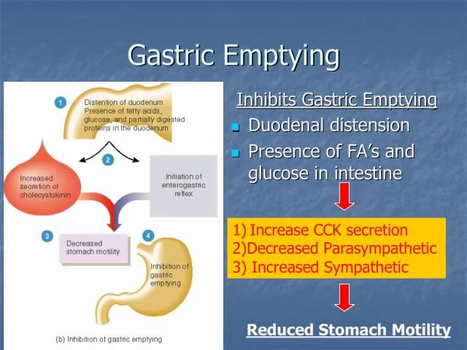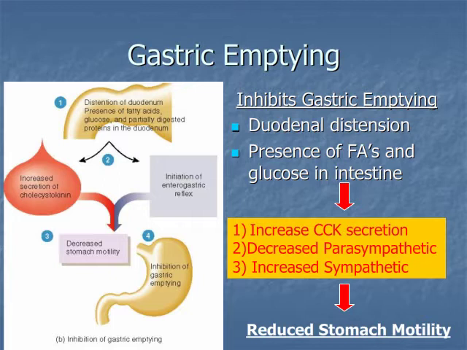Now on to the factors that inhibit gastric emptying. The first of these is duodenal distension. Remember, the duodenum was the first loop of the small intestine. And as food passes through the pyloric valve, the duodenum can become distended or stretched with a lot of food. If this happens, we're going to inhibit gastric emptying.